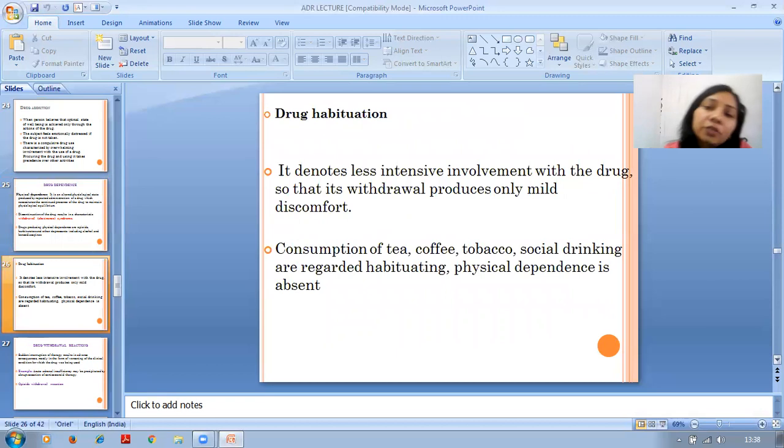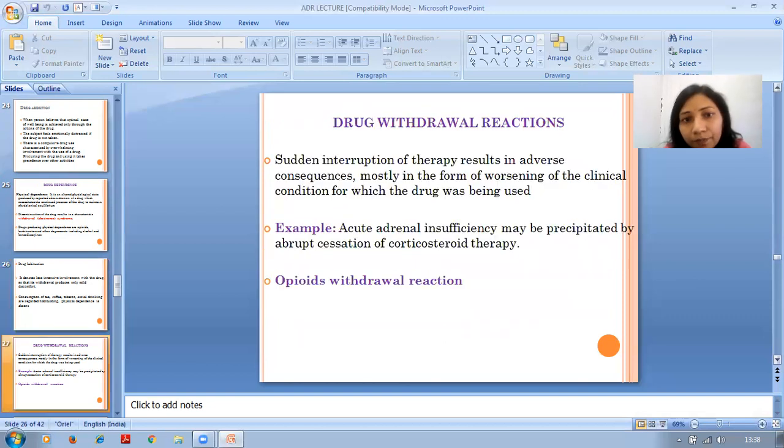Then drug habituation. It denotes less intensive involvement with the drug, so that its withdrawal produces only mild discomfort. Consumption of tea, coffee, tobacco, social drinking are regarded as habitual. There is no physical dependence in habituation.